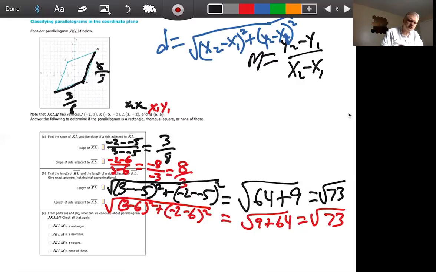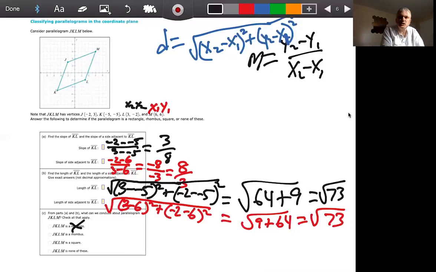Now, yeah, you can see that's not a right angle. But the fact that these are not opposite reciprocals proves it. If this were -3/8, then sure, we would have had opposite reciprocals and a 90-degree angle, which would then tell me it's a rectangle. But it's not a rectangle because that's not a right angle.